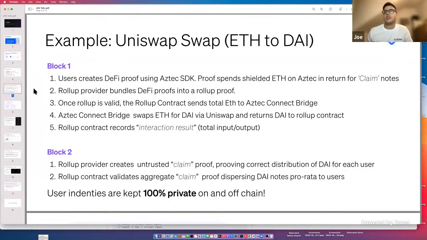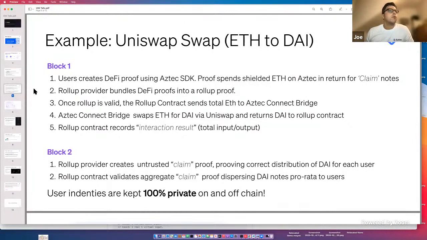And the reason we have to do this is because in step 1, the user didn't know quite what price they were going to get. So they weren't able to specify the amount of claim notes they were going to actually receive in terms of DAI. They just know their pro rata share of the overall transaction. So the interaction result basically lets the rollup contract record this interaction, and it allows us to work in a world where the exchange rate is not known ahead of time.